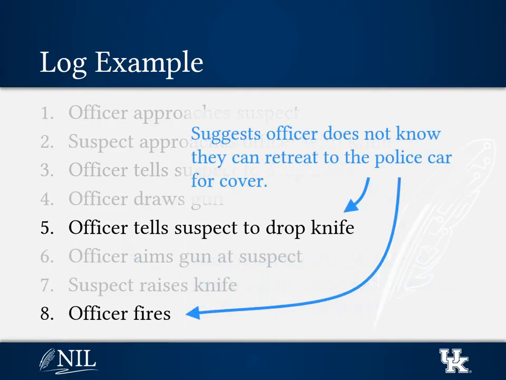Finally, if we consider these two actions, they suggest that the officer did not realize they could retreat to behind the police car to keep cover between themselves and the suspect. This is a common misconception that was identified by the Police Executive Research Forum. Ideally, this officer would then replay the simulation, learn the importance of distance and cover, and earn a better score.